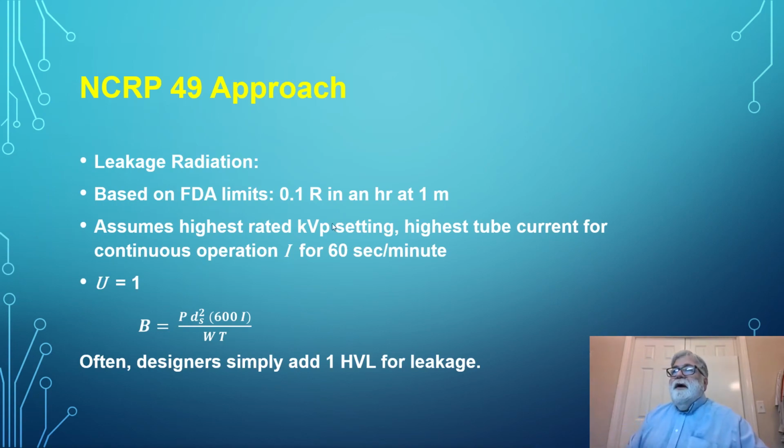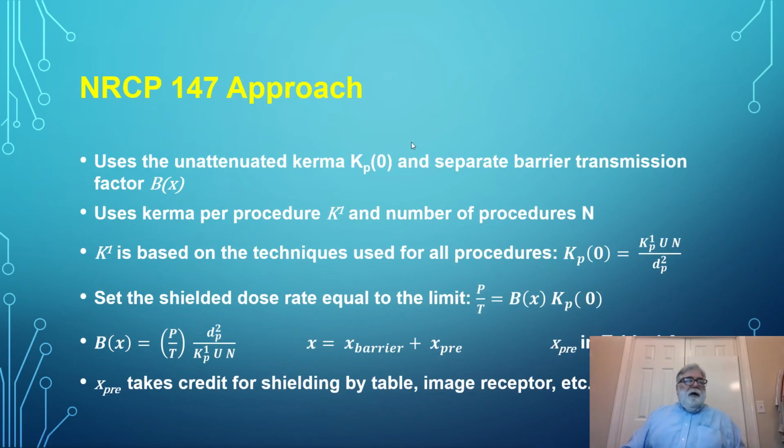Excuse me. Okay, so that's the NCRP 49 approach. Now, the new NCRP 147 approach builds on that, but updates it a bit. Conceptually, we don't use this Kerma attenuated graph that we had before, where K involves the attenuation. Instead, the K is used for the attenuated beam always, and then separately in the calculations there's a barrier transmission factor, B of X.